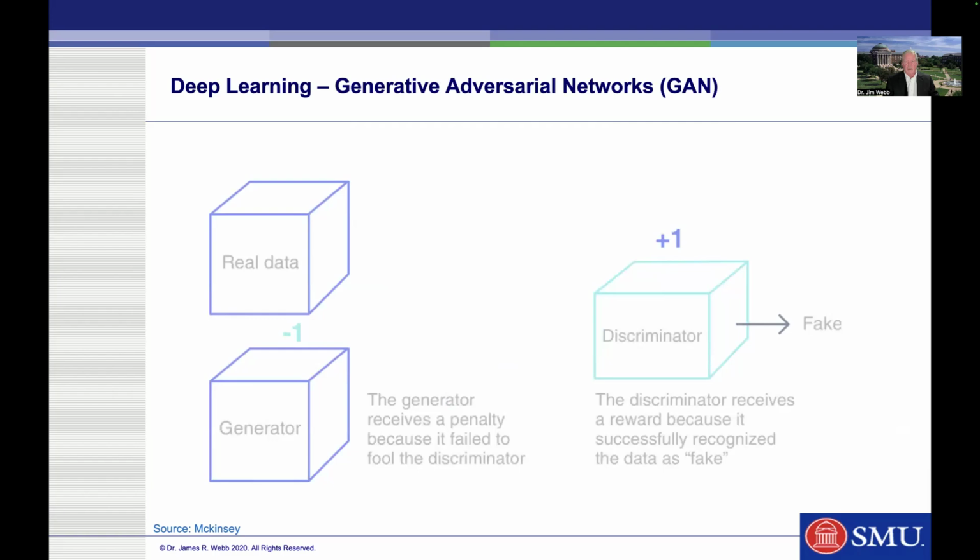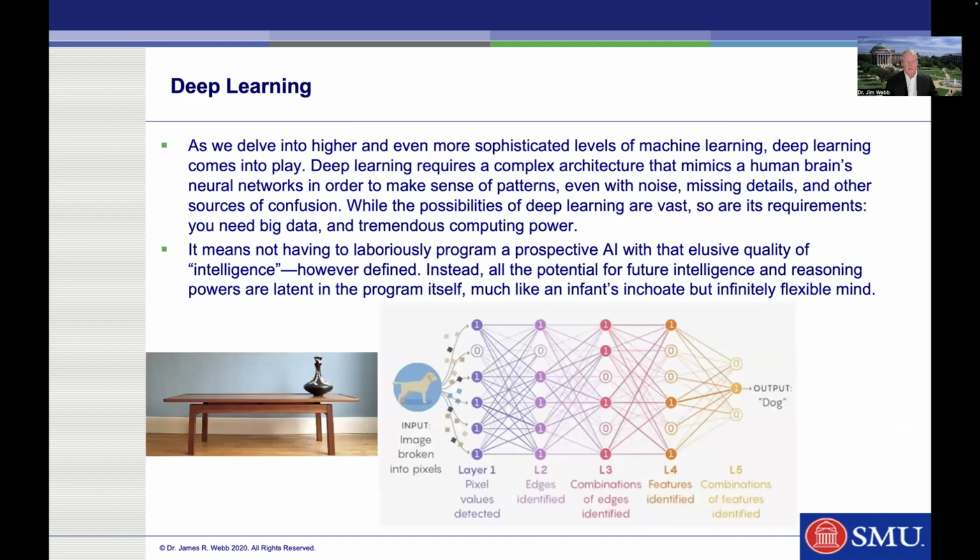And there's your generative adversarial networks. The generator receives a penalty because it is able to fool the discriminator. The discriminator receives a reward because it recognized that the data was fake. So you've got real data you're feeding through, and you're able to tag fake data and program your generative adversarial network that way. That's a deep learning technique.